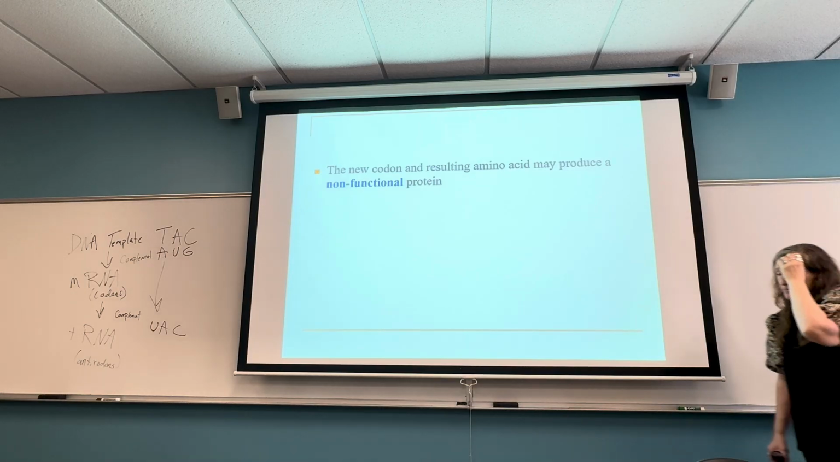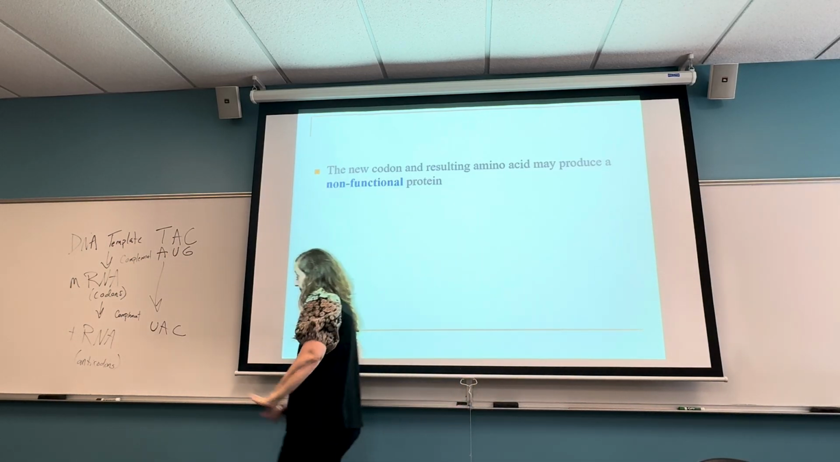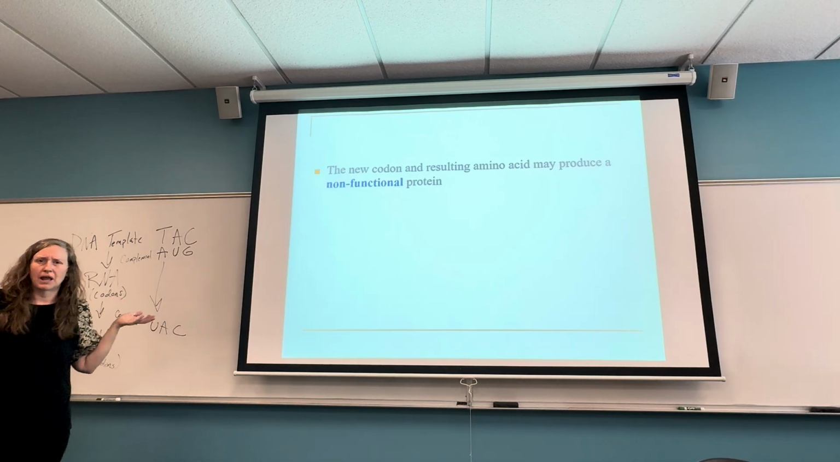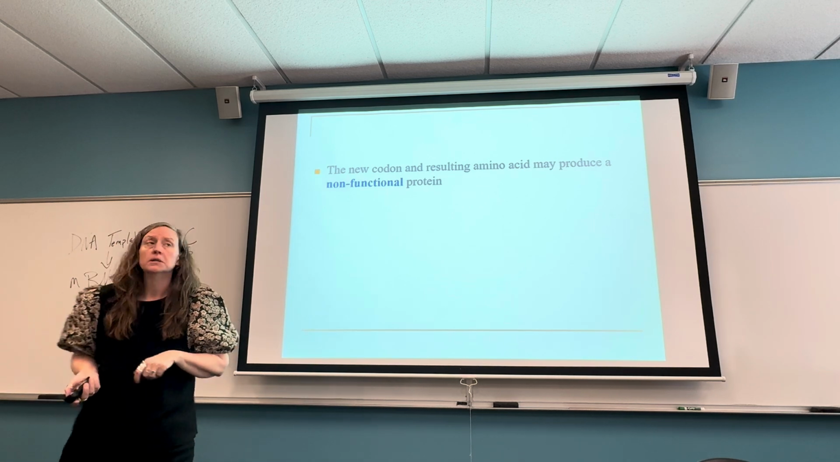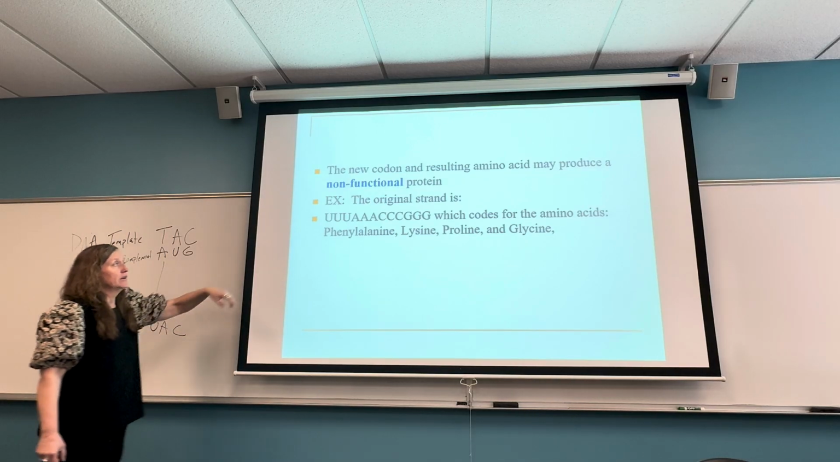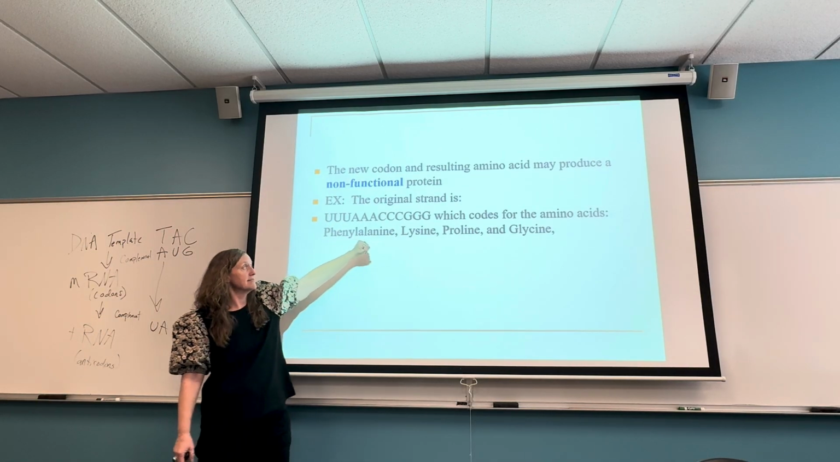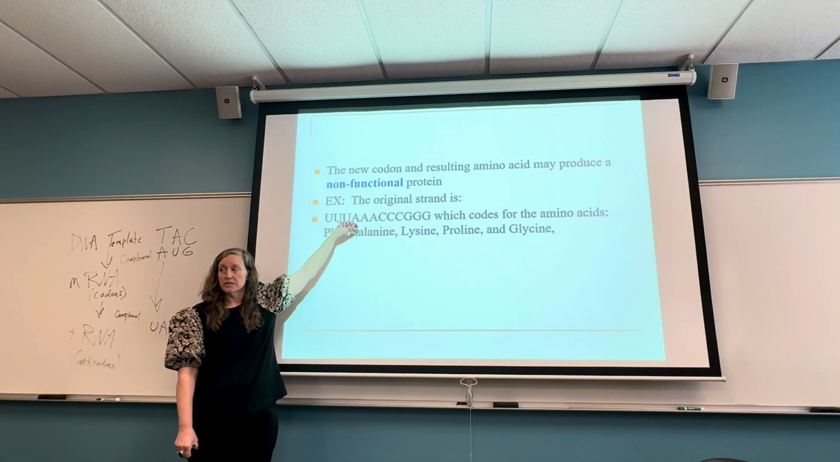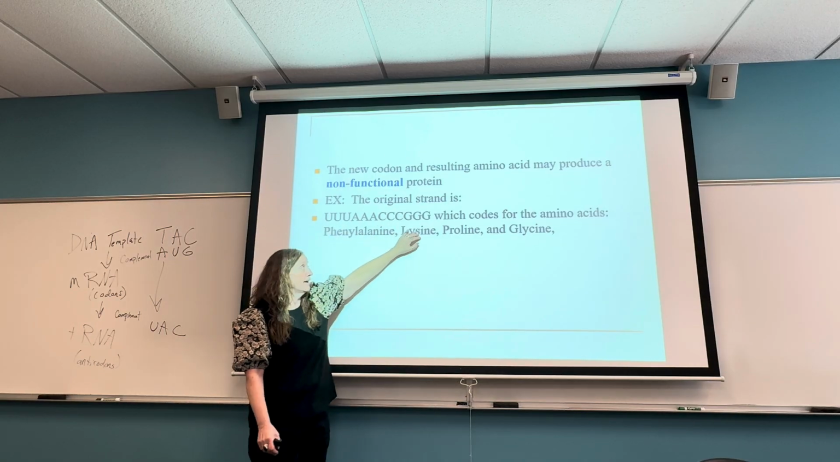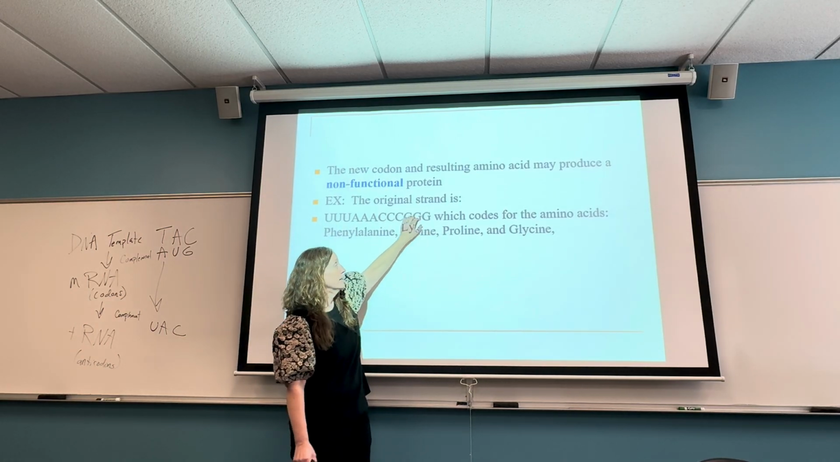Here's the bad thing. The mutation is so messy that you get a completely different protein. Or the protein doesn't even equate to a protein, it just becomes something like a blob of amino acids and does nothing for the cell. So, for example, let's say you have UUU, AAA, CCC, and GGG, which, if this is the mRNA, codes for phenylalanine, UUU, AAA, lysine, CCC, proline, and GGG, glycine.